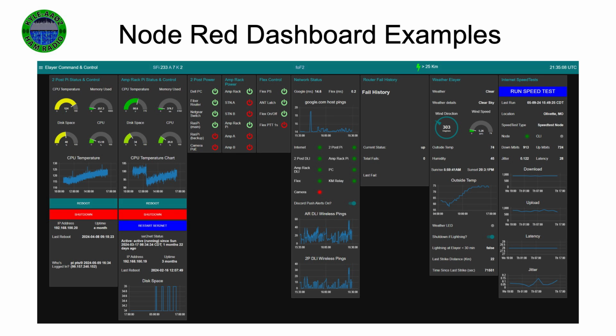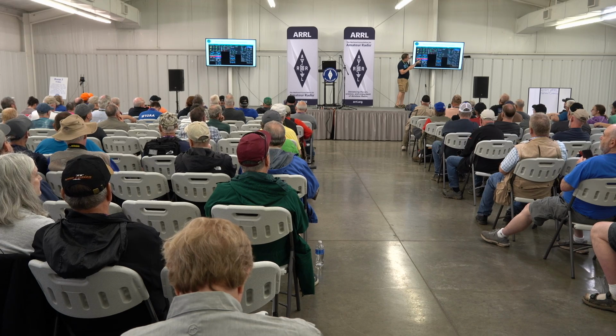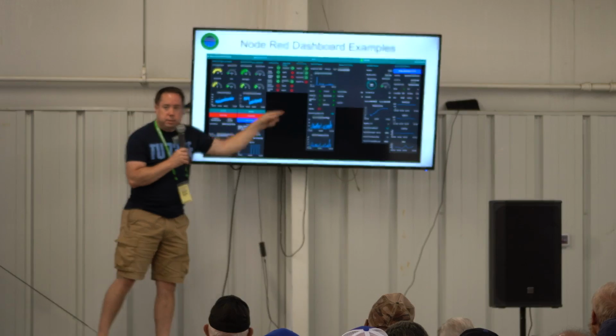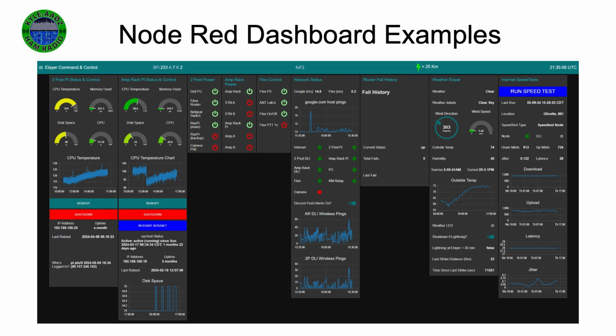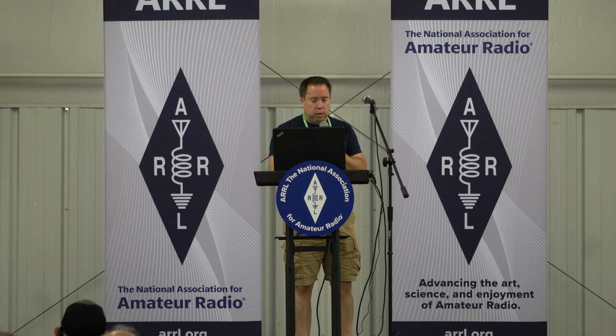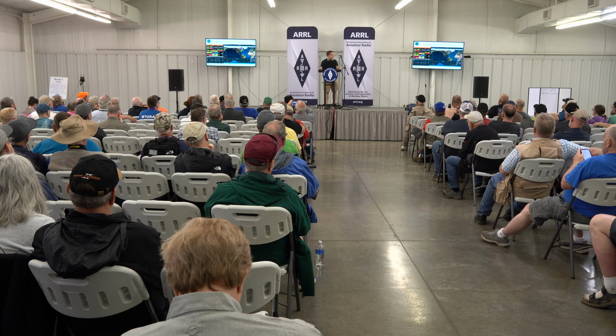Here's mine at the contest station. And you can do graphs. You can reboot and shut down your Pis. Here are our different switches. Here are some LEDs to see if things are up and working on the network. Here's a 3-tower system here. Here's a satellite tracker.